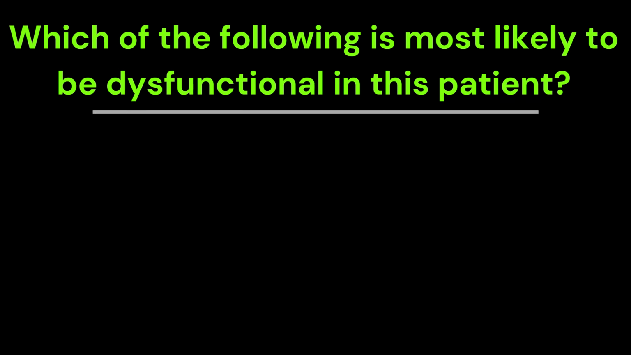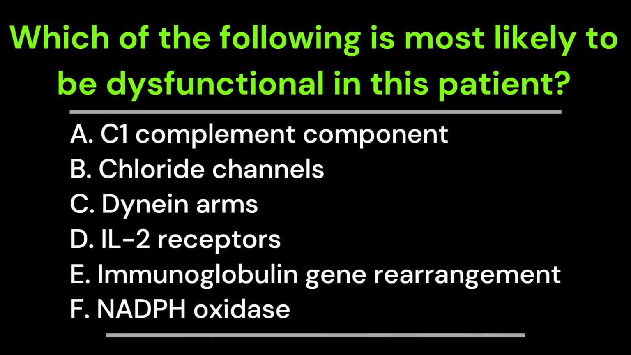Your options are: A. C1 complement component. B. Chloride channels. C. Dynein arms. D. Interleukin-2 receptors. E. Immunoglobulin gene rearrangement. F. NADPH oxidase. You have 15 seconds to type your answer in the comment box.